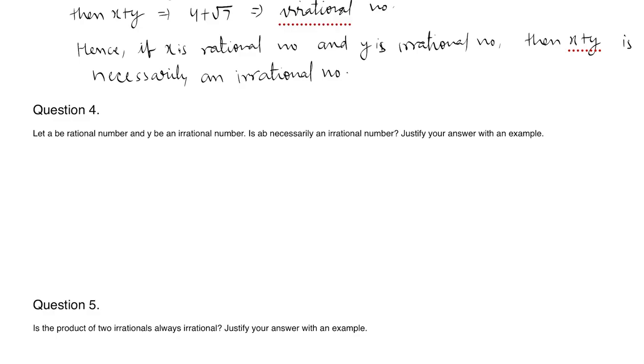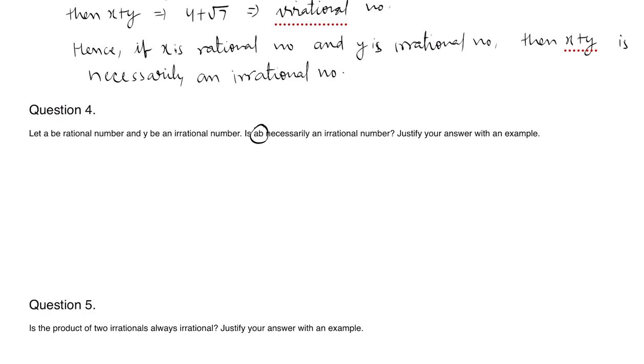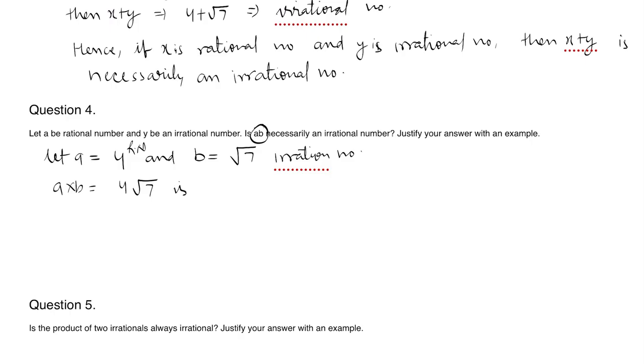Okay. Question number 4 is, let a be a rational number and b be an irrational number. Is ab necessarily an irrational number? So for example, let a equal 4, which is a rational number, and b equal root 7, an irrational number. So a into b is equal to 4 root 7, which is an irrational number.